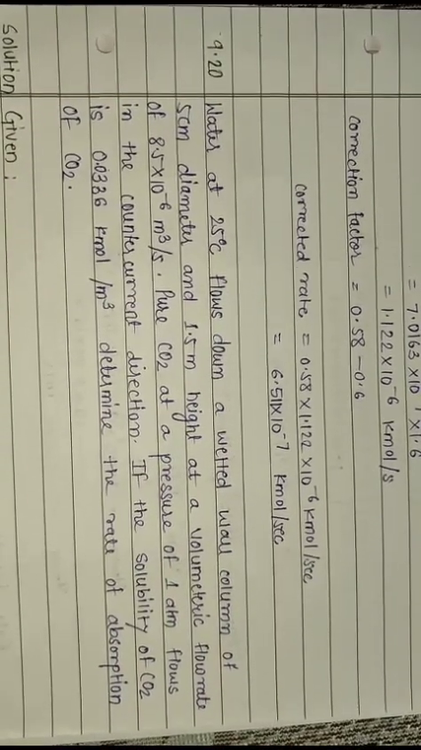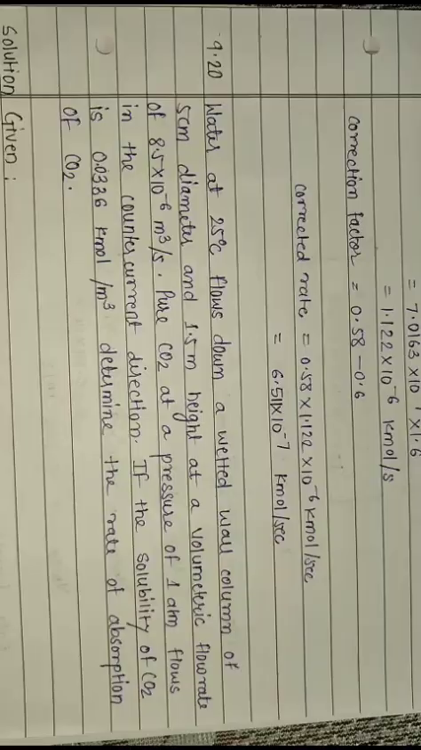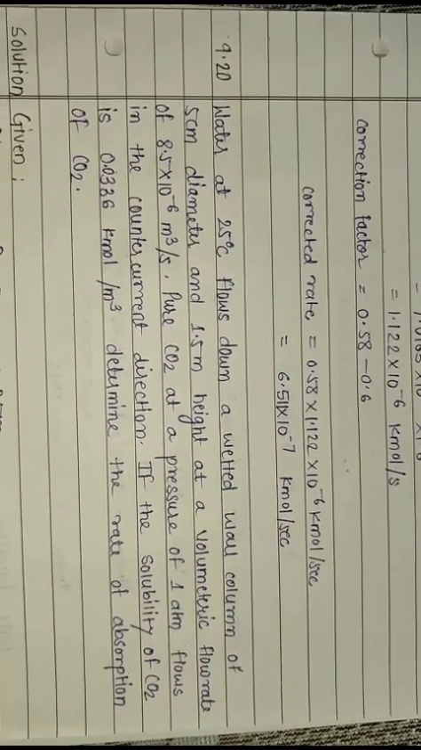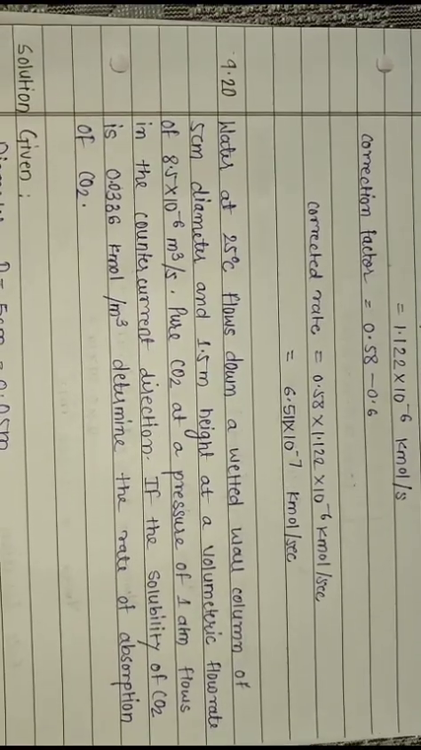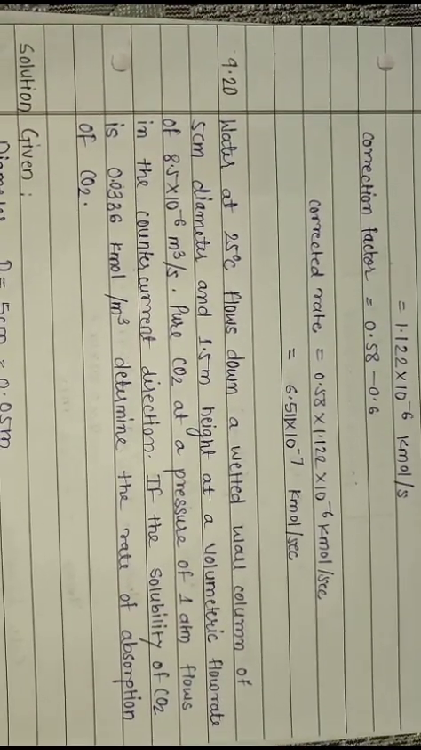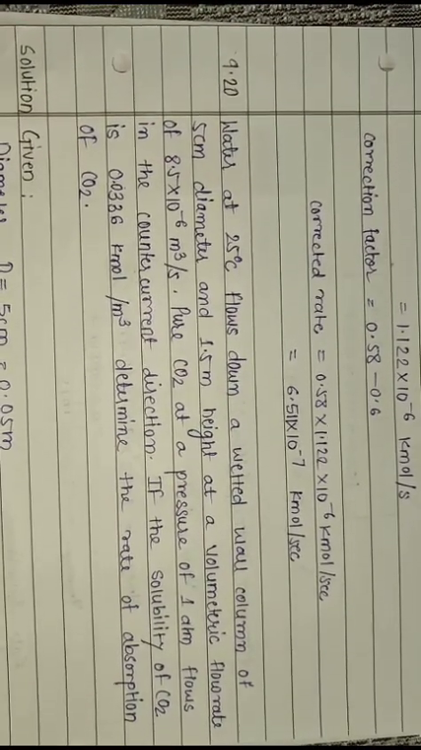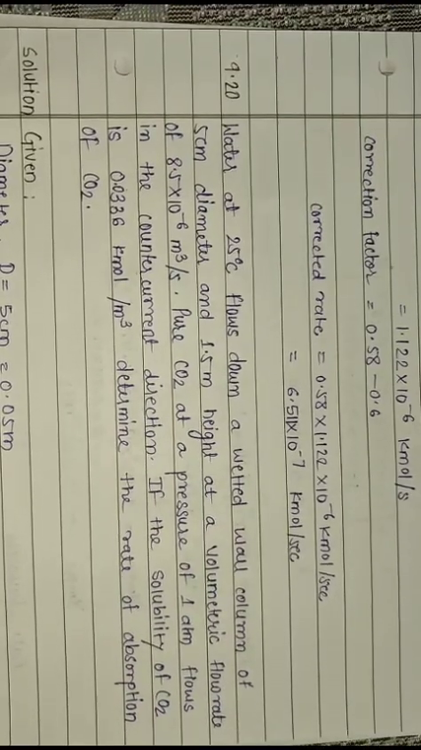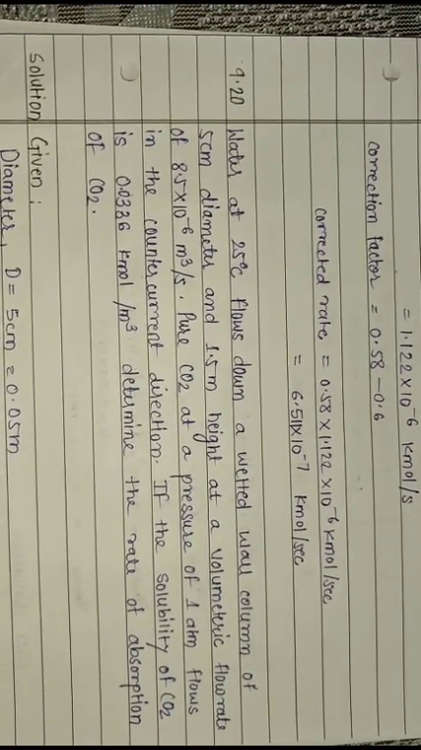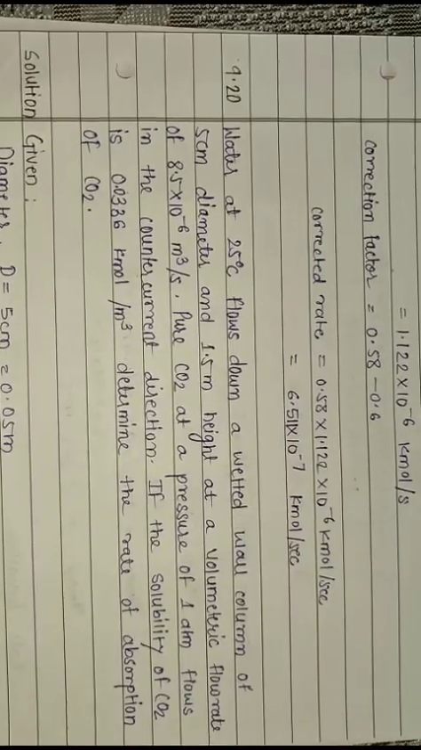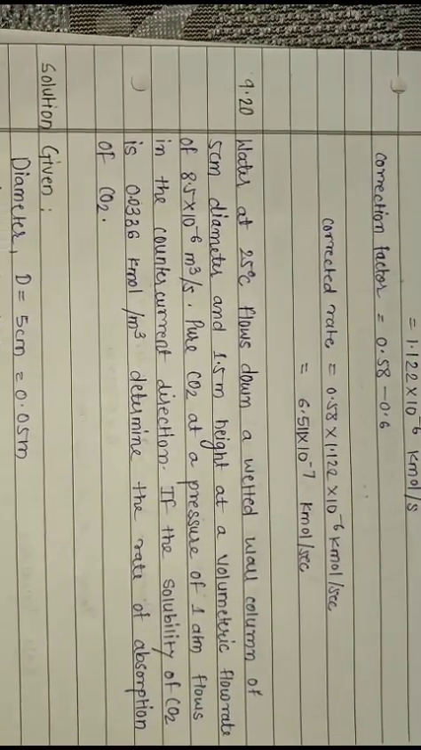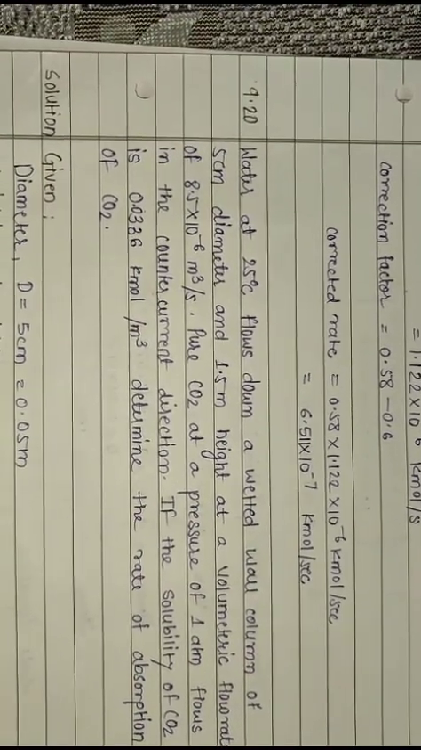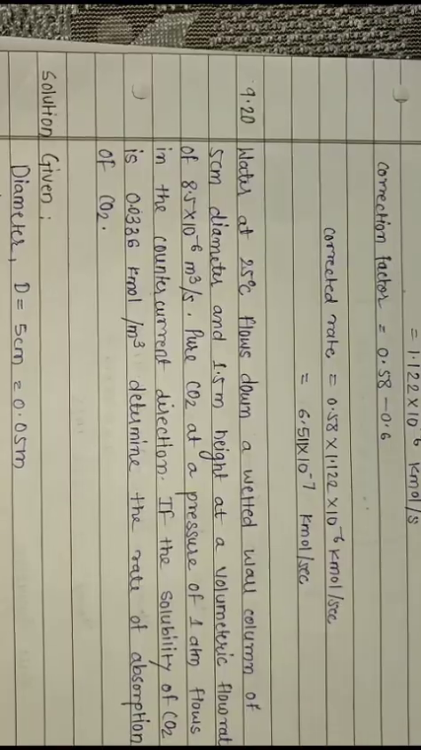Moving to our next problem, based on diffusion into a falling liquid film, we will consider the absorption of carbon dioxide in a wetted wall column. The approach is similar to the previous problem. First, we will calculate the wetted perimeter of the column and then determine the film thickness using Nusselt equation. Next, we will compute the maximum velocity of the liquid film, which is required for the mass transfer calculation.